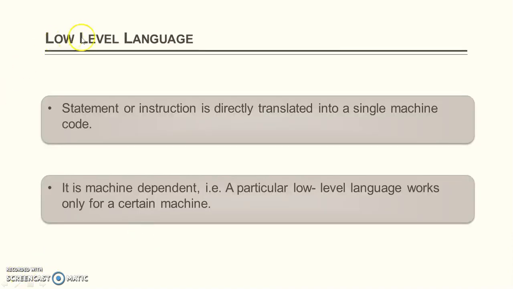Now let's discuss the low level language and high level language in detail. Starting with the low level language. Low level language is nothing but the statement or instruction that is directly translated into a single machine code, and this language is dependent on a machine. So a particular low level language works only for a certain type of machine. It differs from 16 to 32 to 64-bit machines.